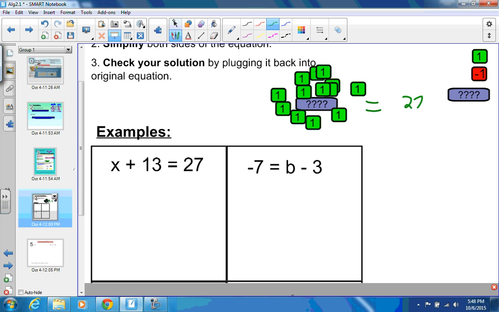So my question for you now is, how do I undo that? We want to get just this thing by itself. We want to isolate this thing right here.